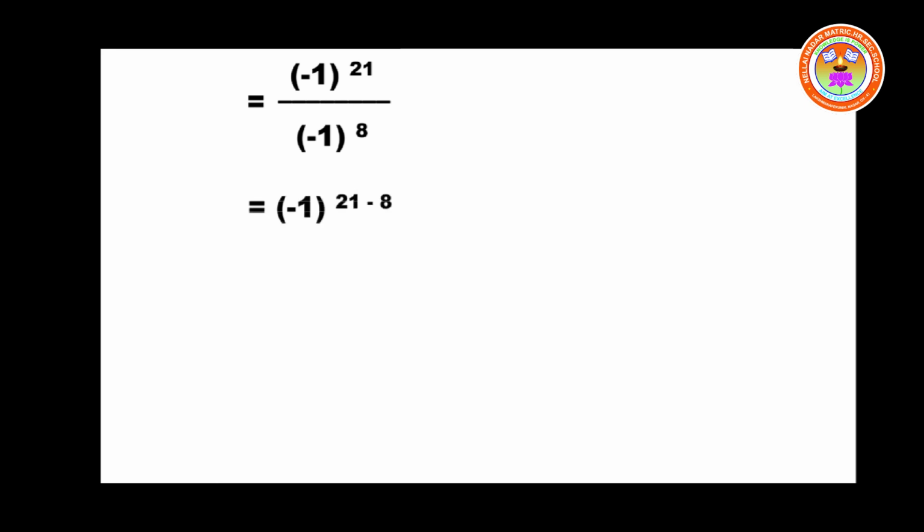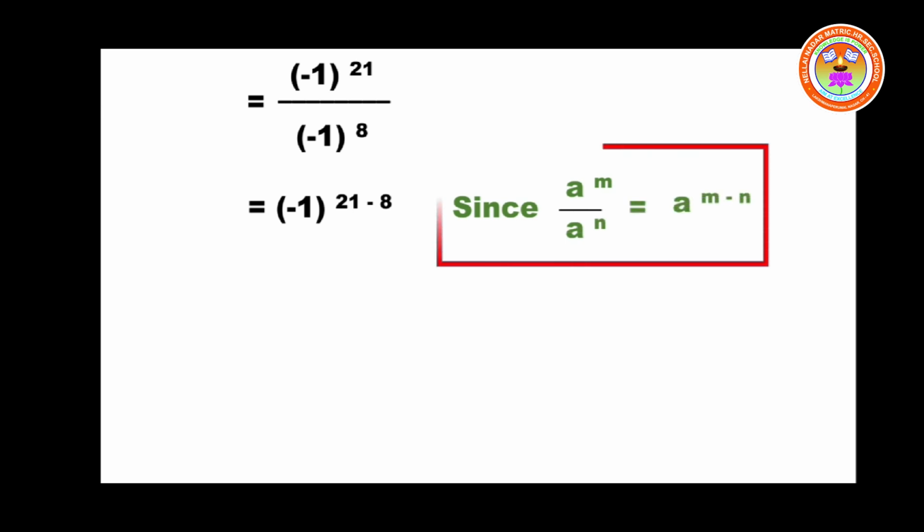So I will be getting minus 1 power of 21 minus 8, since a power of m divided by a power of n is equal to a power of m minus n. So this is the rule I have applied here. 21 minus 8, I will be getting minus 1 power of 13. So minus 1 power of 13, the 13 is an odd positive number.